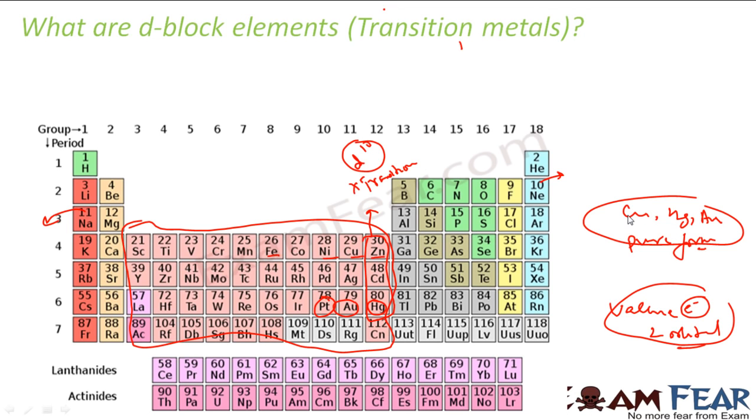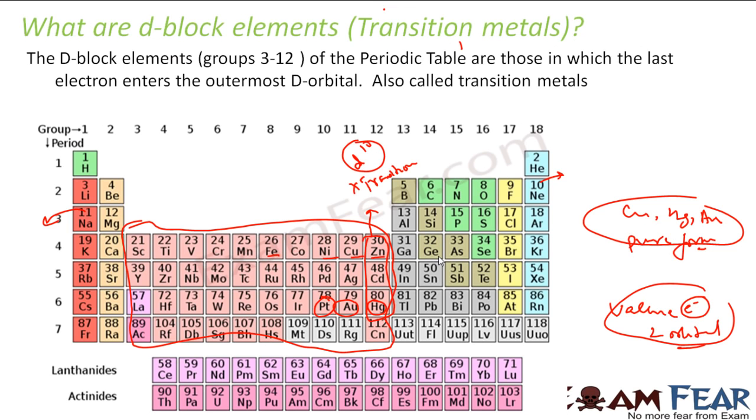So we'll study all about these things in this chapter. Just understand that D block elements are nothing but group 3 to group 12. And the last electron enters this outermost D orbital.